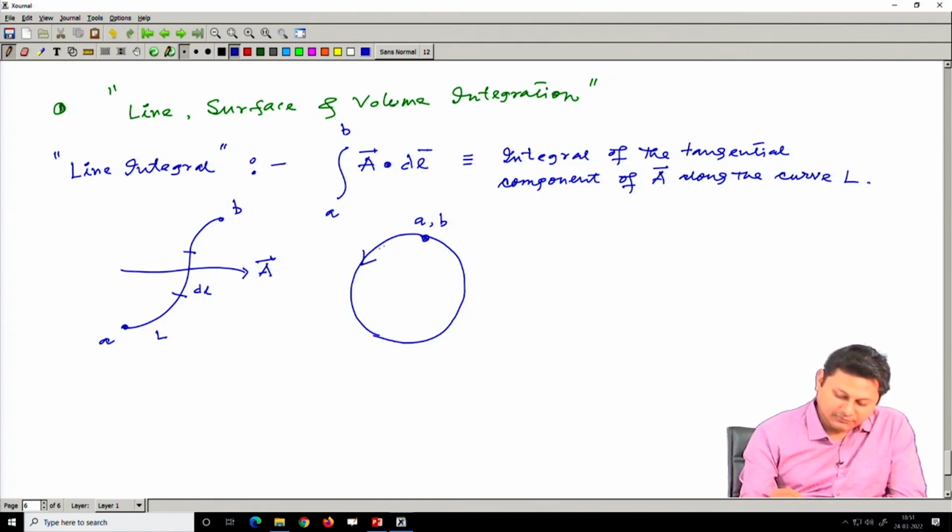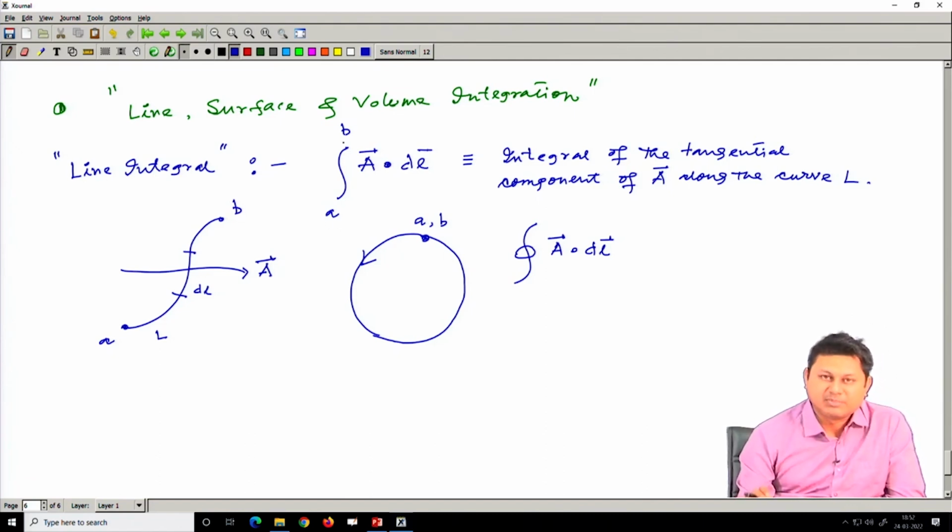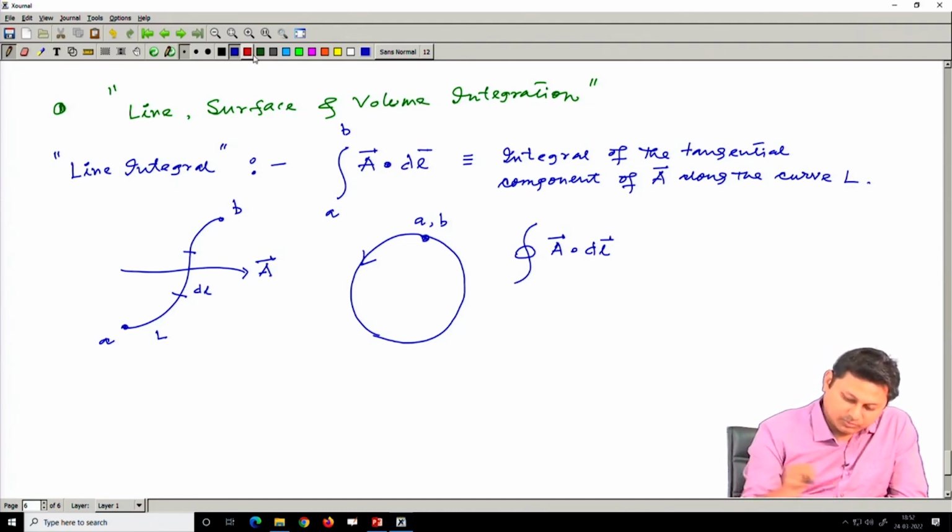Suppose this is the path I am following. Then I have a special notation for a closed line, which is normally used, saying that I am calculating A dot dl for a closed loop, because the initial point A and final point B are the same. This has a special implication, which we will discuss, and this is called a closed loop.